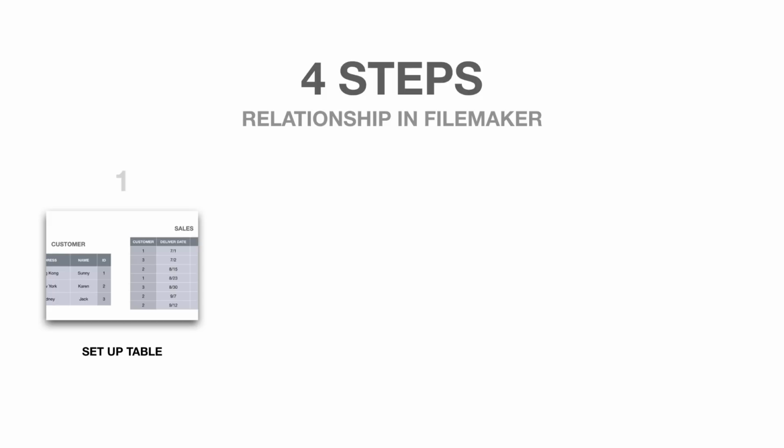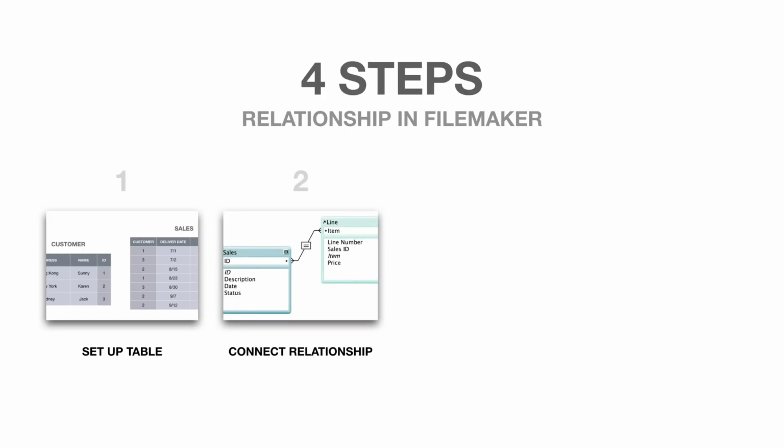As I mentioned just now, you need a primary key and a foreign key set up in each of your tables in order for them to work and match correctly. This is the first step we need to do. We need to set up a table, and once we do that, the next thing we want to do is to connect the primary key and the foreign key in the FileMaker relationship graph.